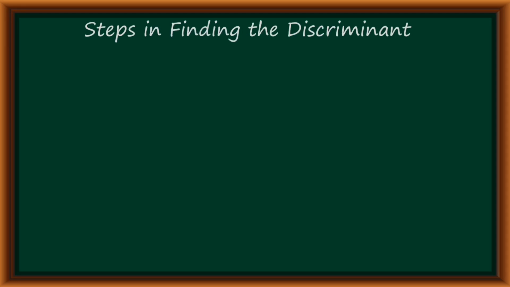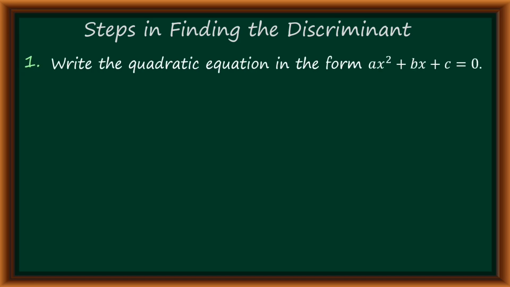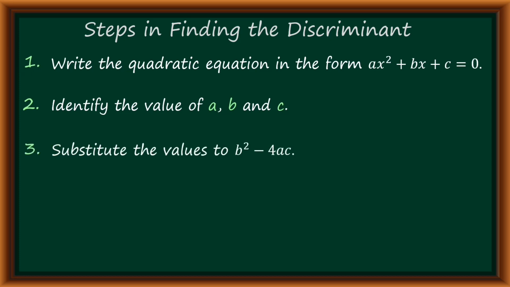To guide you, let us follow these steps in finding the value of the discriminant. First, write the quadratic equation in the form ax squared plus bx plus c is equal to 0. Second step, identify the values of a, b, and c. Third, substitute the values to b squared minus 4ac. And then lastly, evaluate the values.